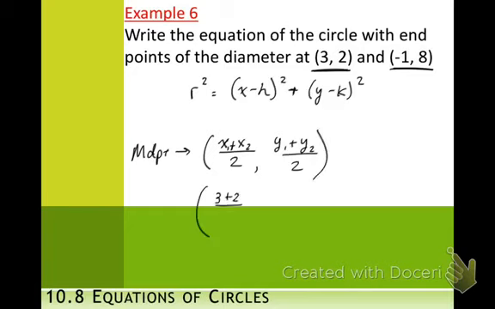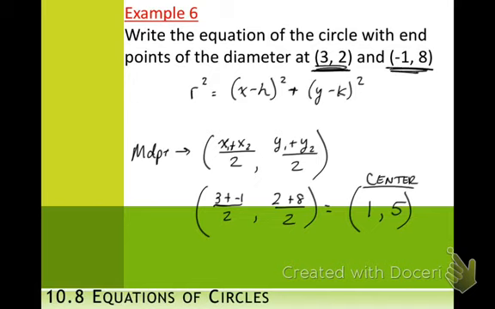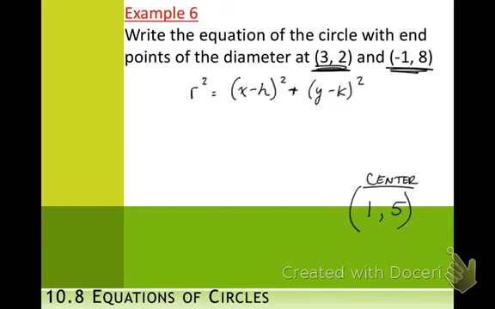So 3 plus negative 1 over 2, and 2 plus 8 over 2 gives us (1, 5). So this is our center, the midpoint between this point and this point on our diameter. So now we have our center. The good news there is we are done with half of our equation. R squared equals x minus 1 squared plus y minus 5 squared.